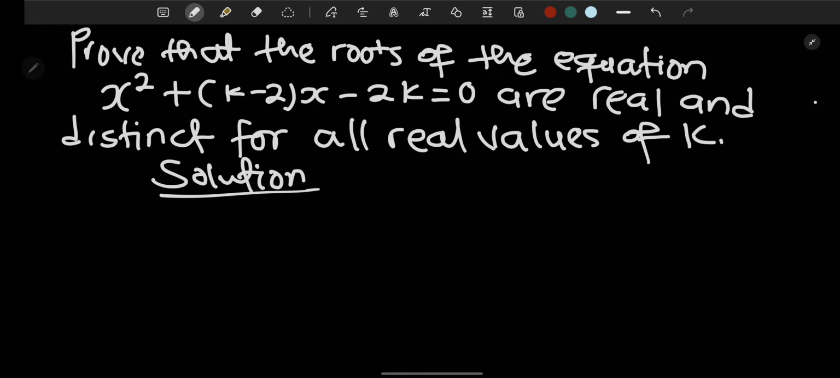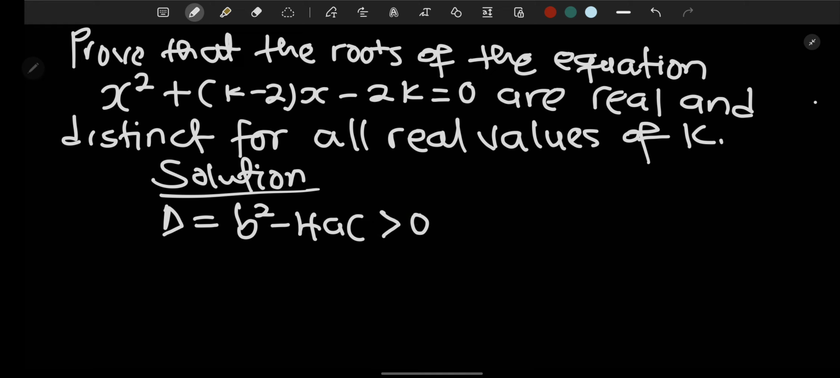We have to prove that the roots of the equation are real and distinct for all real values of k. And of course, for the discriminant of a quadratic equation, we have real and distinct roots, real and repeated roots, and no real roots. For real and distinct, the discriminant D, which is given by b squared minus 4ac, must be greater than 0.